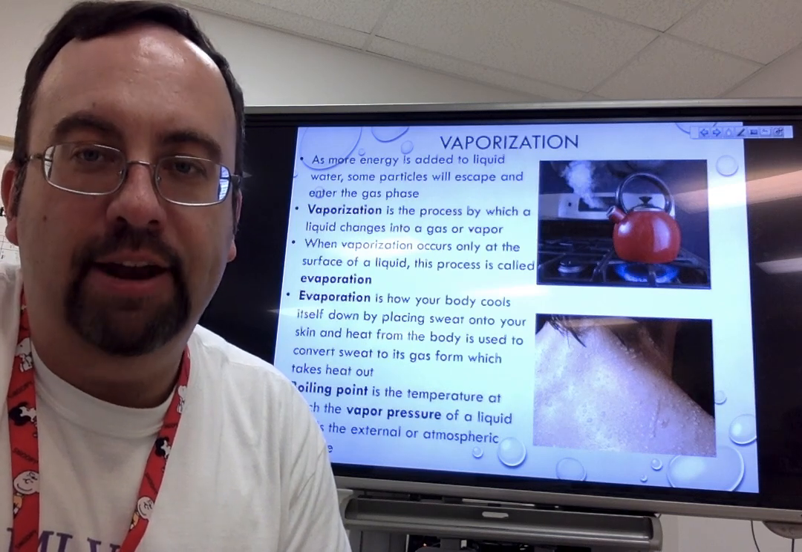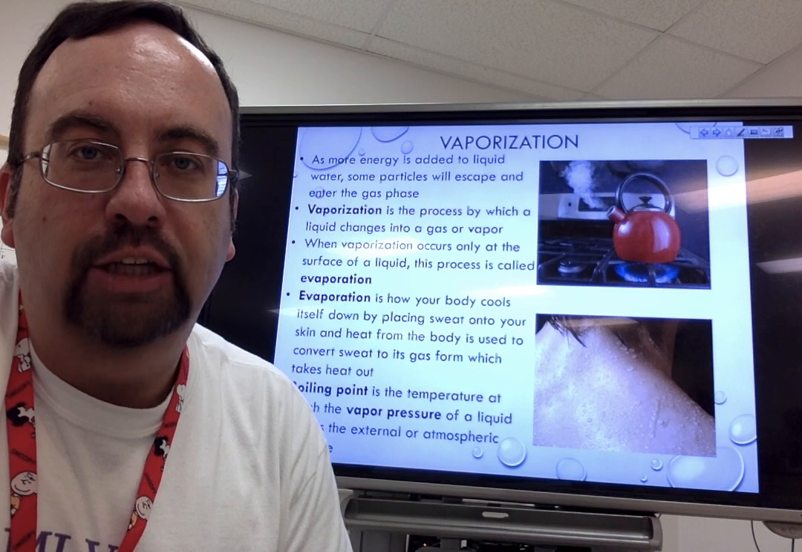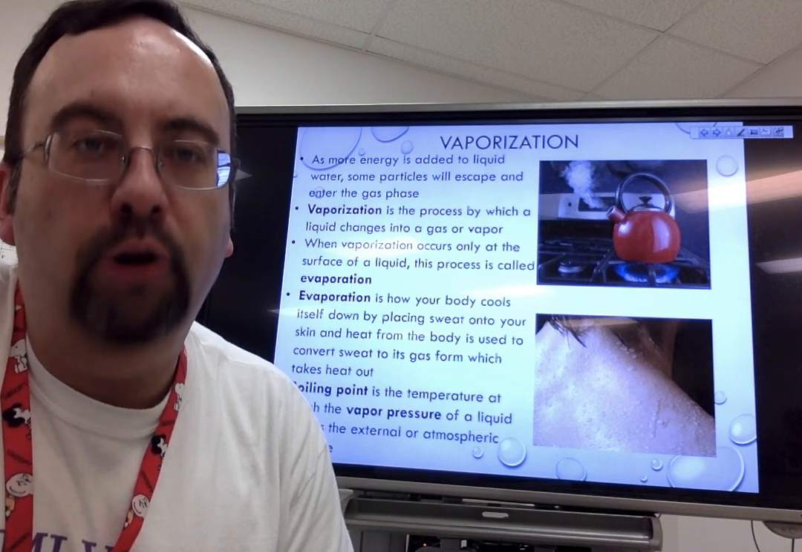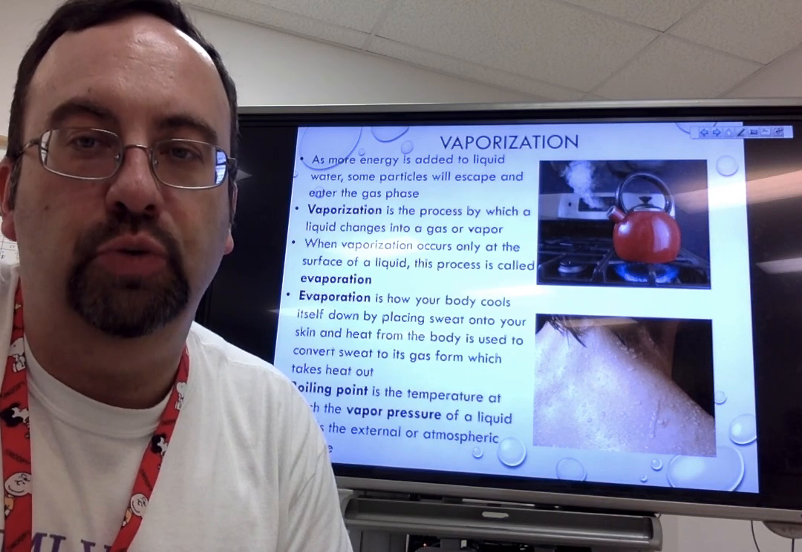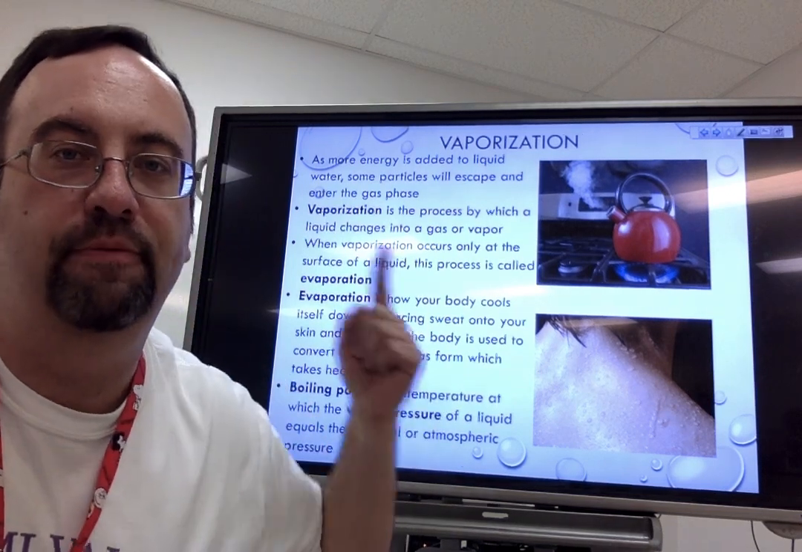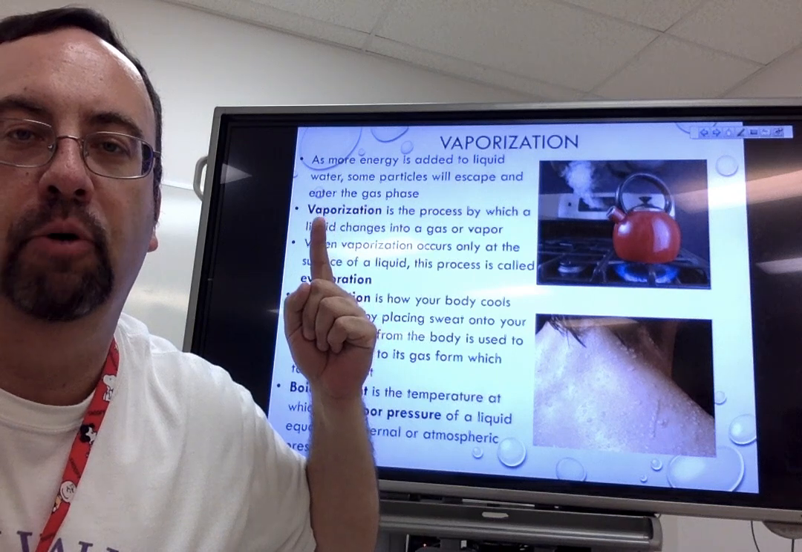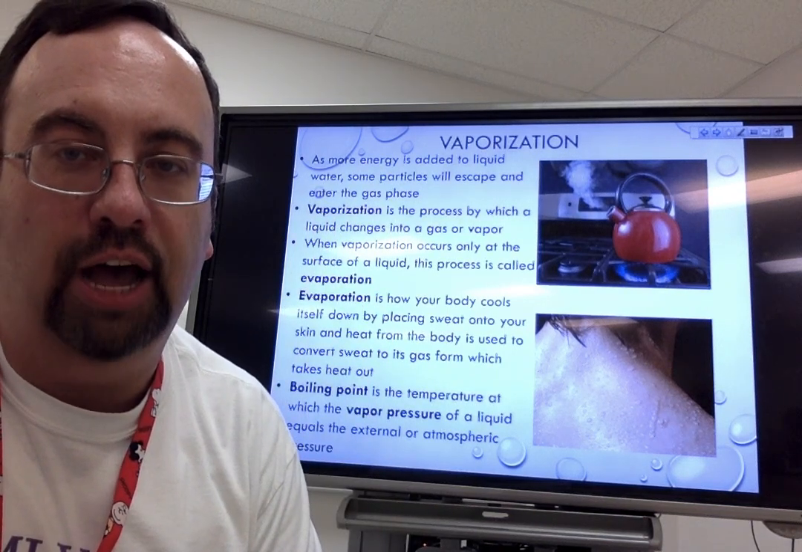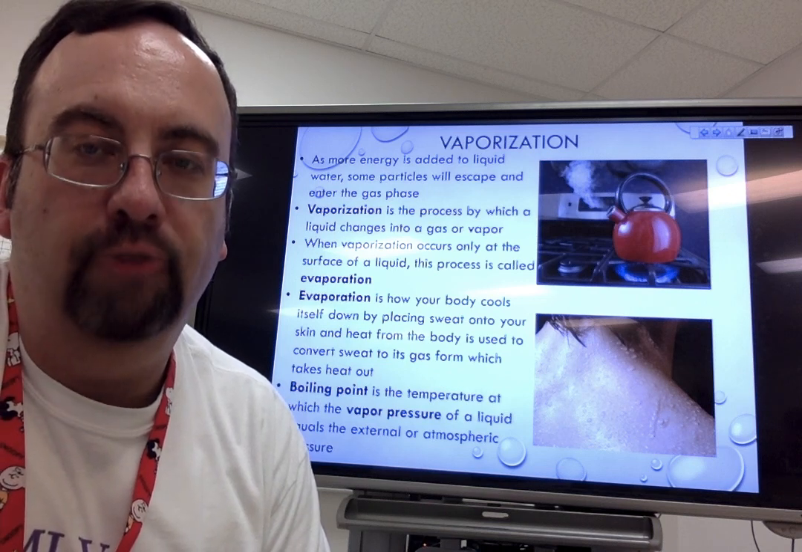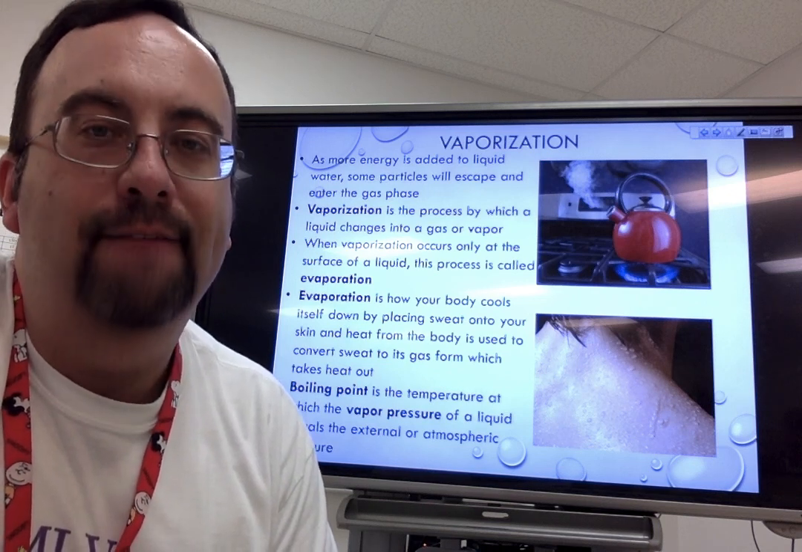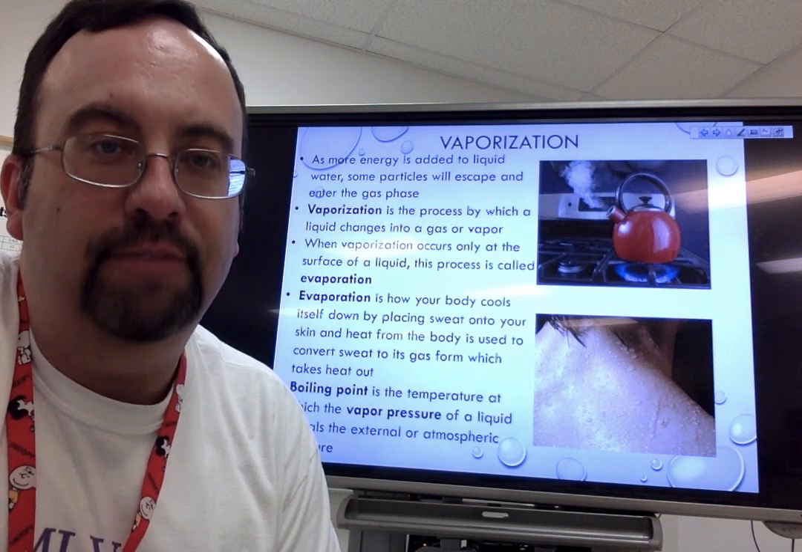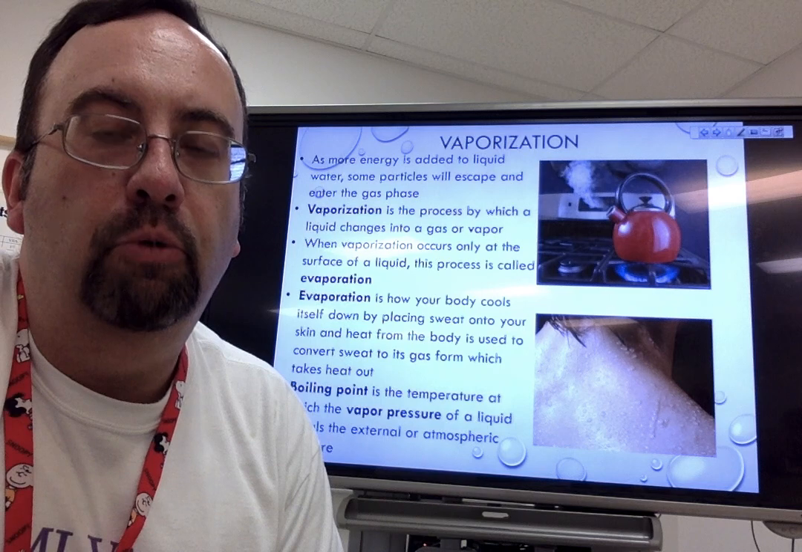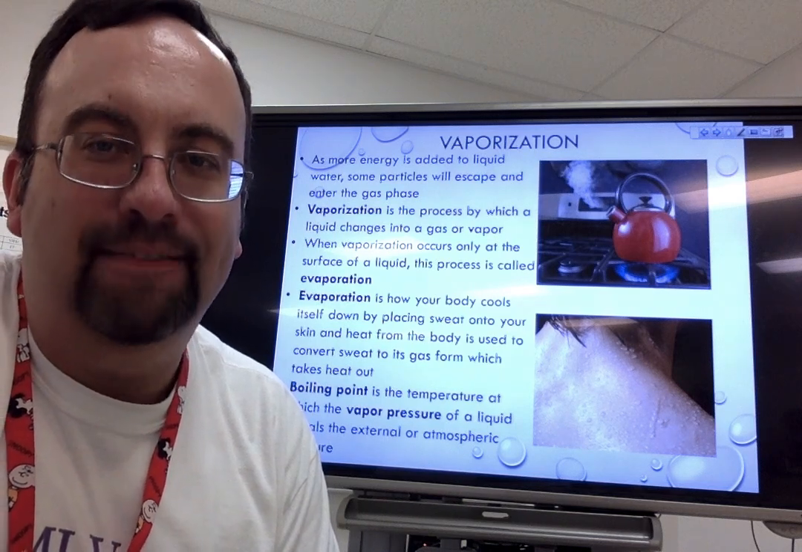We also have another process, vaporization, and so as more energy is added to the liquid water, some particles will escape and enter into the gas phase. If you look at the word vaporization, you will notice the word vapor. And that's exactly what's going on in the case of water. We're going from liquid water to water vapor. And once the vaporization occurs, only the surface of a liquid will show what is referred to as evaporation.